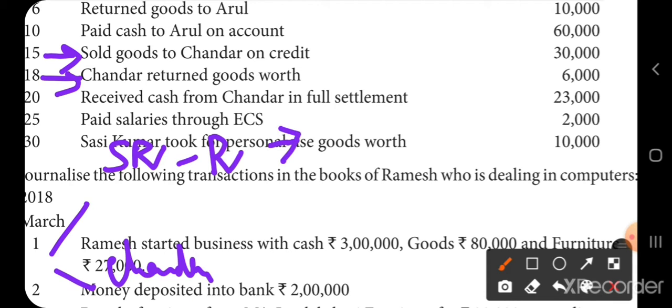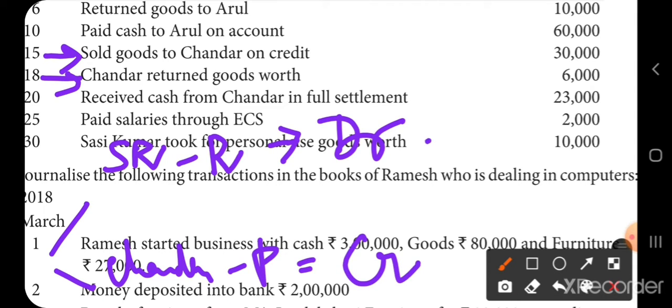Debit what comes in. So goods are coming in for you. You have sold the goods to Chandar. Now Chandar is returning them back to you. So that means it is sales returns. Debit what comes in, real account rule. Chandar is a personal account. Credit the giver. Who is giving the goods? Chandar. So the entry will be sales returns account debit to Chandar's account.